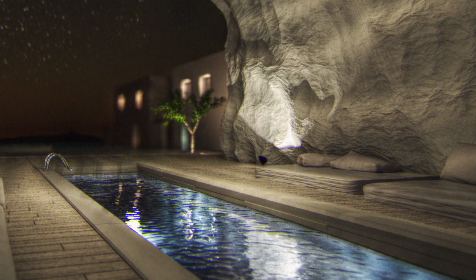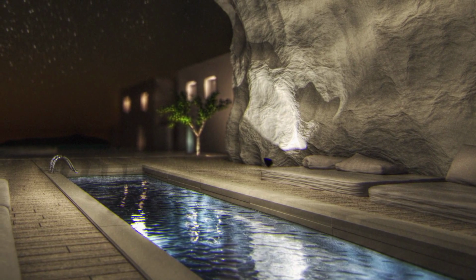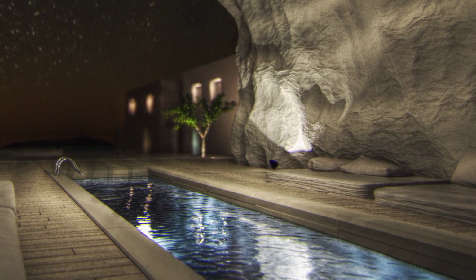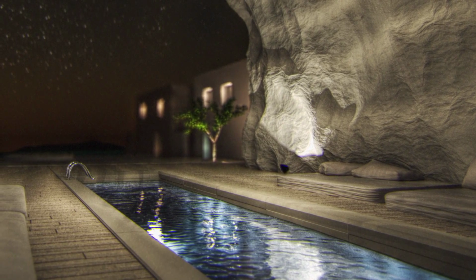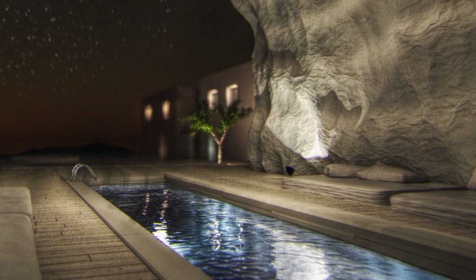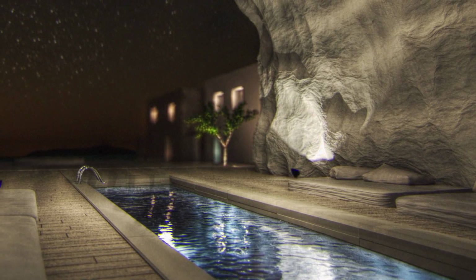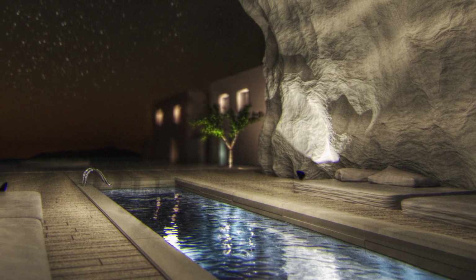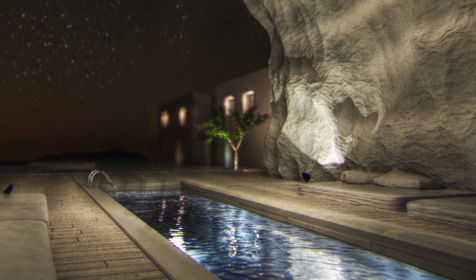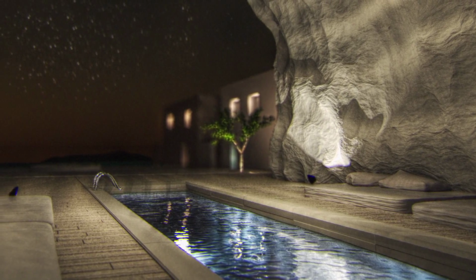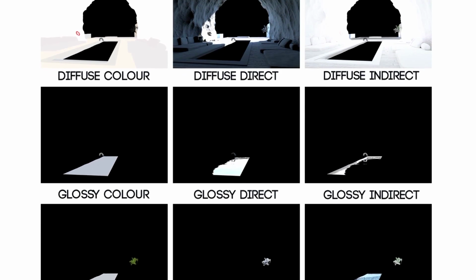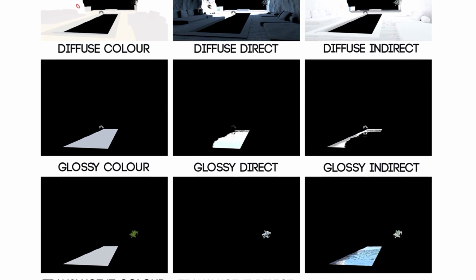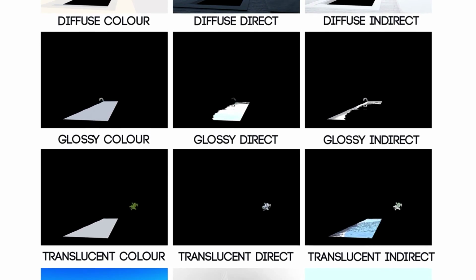I wanted to keep everything 32-bit high dynamic range renders. So I rendered out as EXRs, and I rendered out a number of different passes per EXR, which was direct, indirect, and color for the diffuse, and then the same for glossy and transmission. No subsurface, because I wasn't using subsurface scattering.